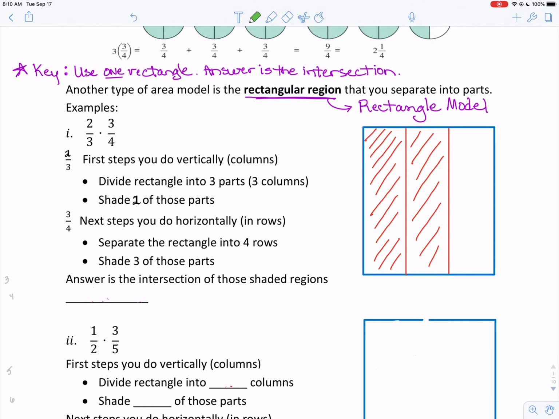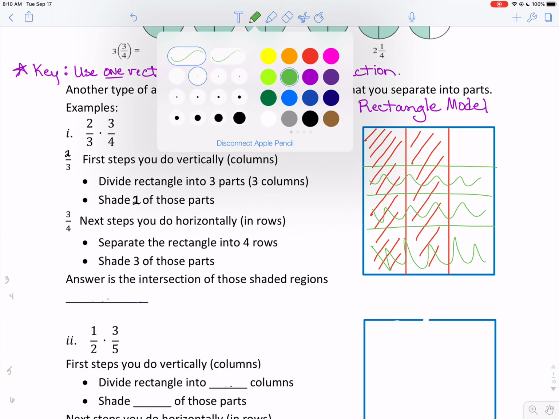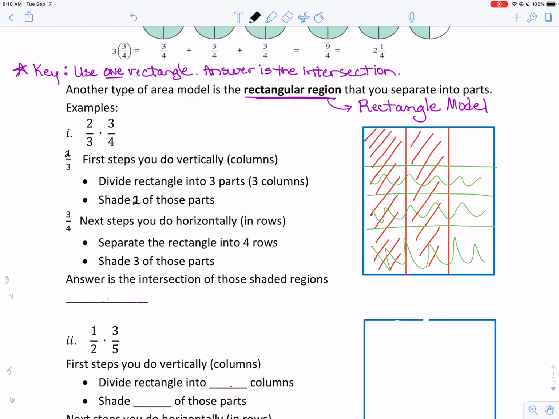So I'm going to separate it into fourths. And now I'm going to shade 3 of those. So there's 1, 2, 3. Now the answer is going to be the parts that are both red and green. So that's going to be these right here.